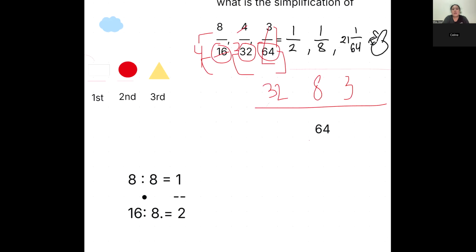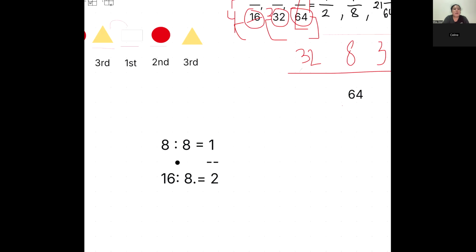Yeah. Next, simplify 4 out of 32. We go to here, 4 out of 32. You can divide it by 4 itself. It makes 1. And this is also divided by 4. It makes 8. Again, your answer is correct. 1 out of 8.